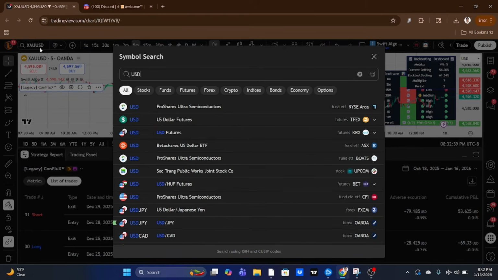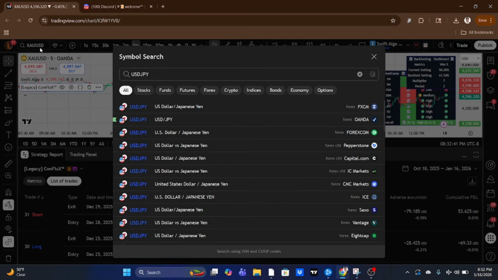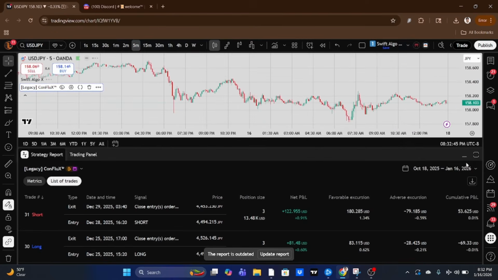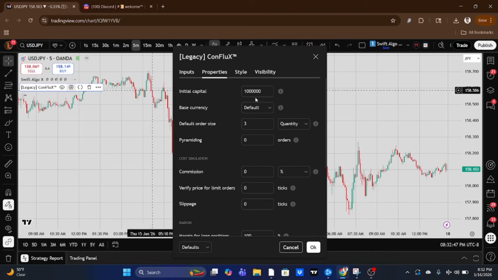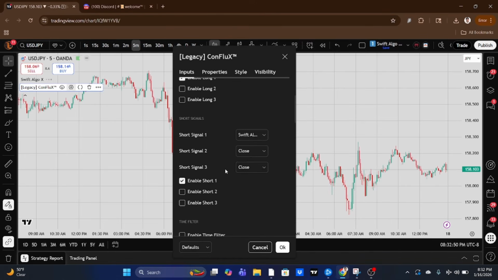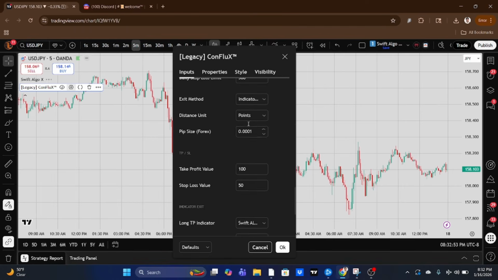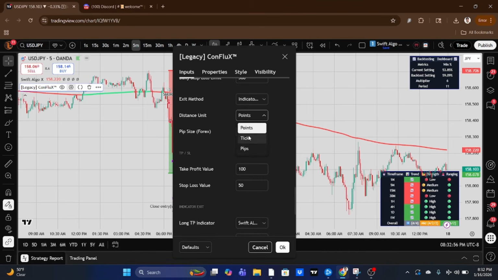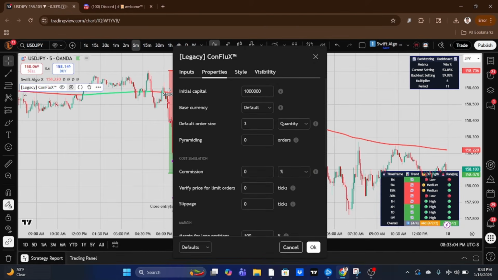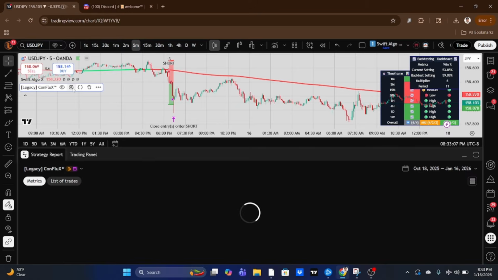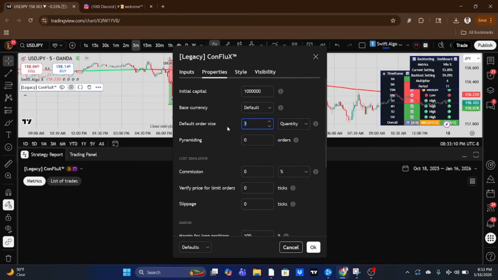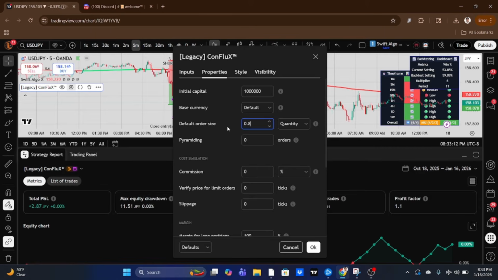Now, if you're trading USDJPY forex, the principle is almost the same. Go to inputs, you have to change this basically to pips. Honestly, this only makes a difference if you're using take profit and stop loss, but we're actually using indicator exits, so it doesn't really make a huge difference. But in properties, the principle is still the same. If you're trading lot size, let's say 0.8, you have to use this for the strategy, okay? Change this to USD.